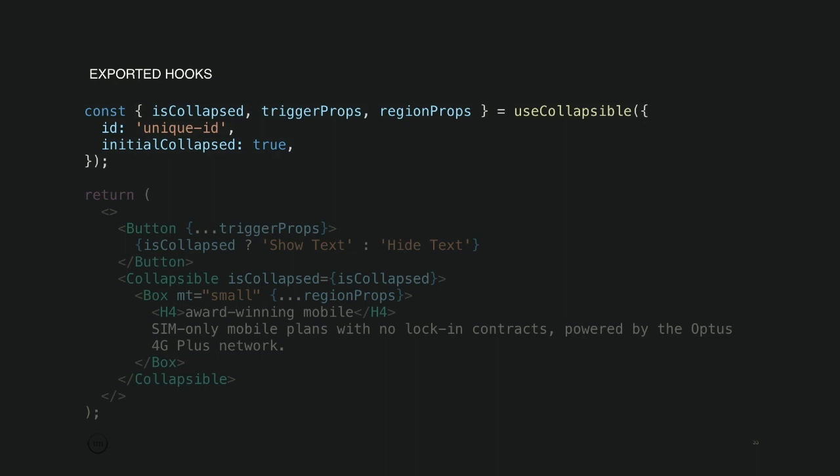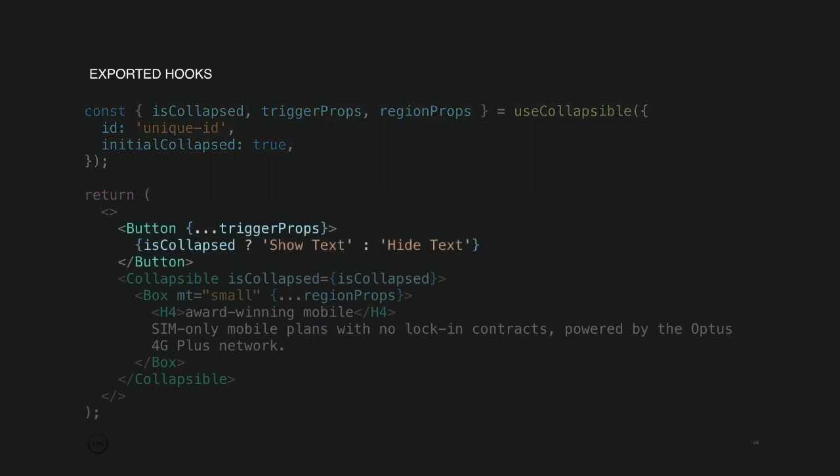Exporting hooks, this is kind of the new fancy thing. It's all the rage. But hooks is a really nice way for us to seal off stateful logic and pass the outputs of that stateful logic to a user for them to make DOM and styling implementation decisions. And that's kind of really powerful.